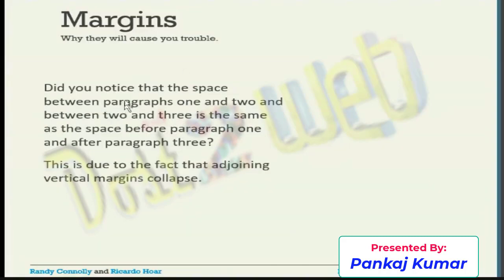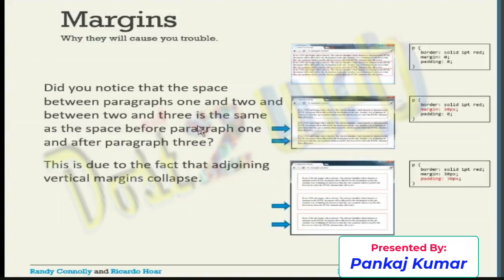This will happen due to adjoining vertical margin collapse. It is happening because of the vertical margin you have given between the paragraphs; due to adjoining, that means joining, the margins are going to collapse. Due to that, all your paragraphs will be together, and it will cause problems for the design. You can see here the same thing I suggested.